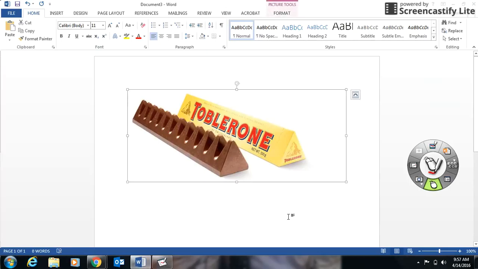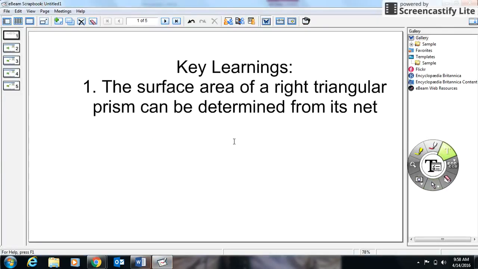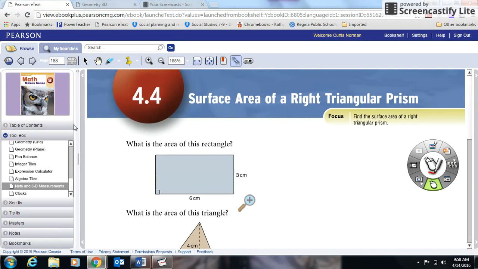So, real world example. Here's a present I bought my son. Probably doesn't need more chocolate, trust me on this one, but I bought him a Toblerone bar anyways, and I want to wrap it up for him so he can open it for his birthday. Now, how much wrapping paper do I need? So I got to figure out the surface area. In this case, the Toblerone box is a triangular prism. So our key learnings today are quite simple. The surface area of a right triangular prism can be determined from its net. So basically, let's go make a net.